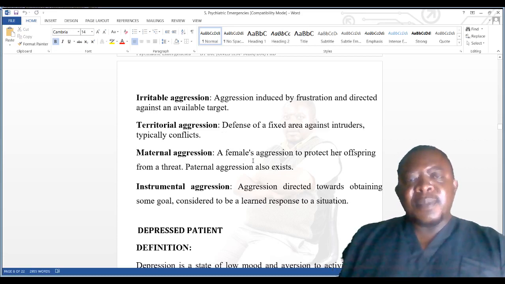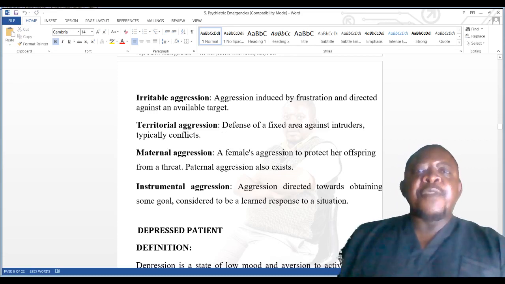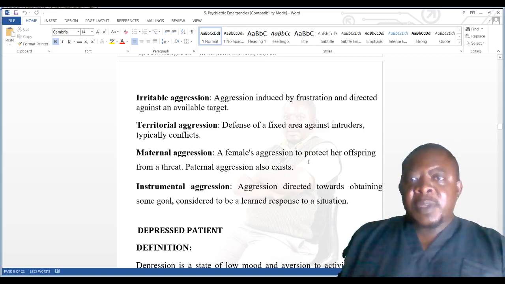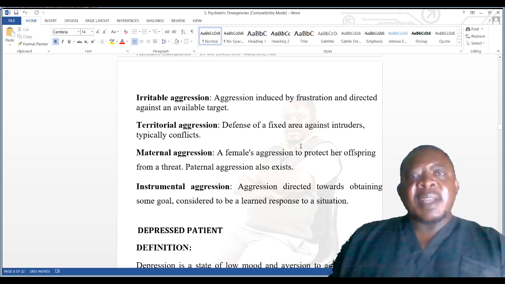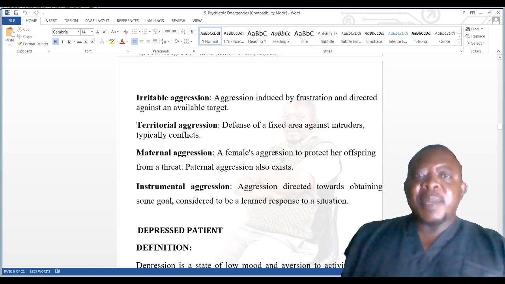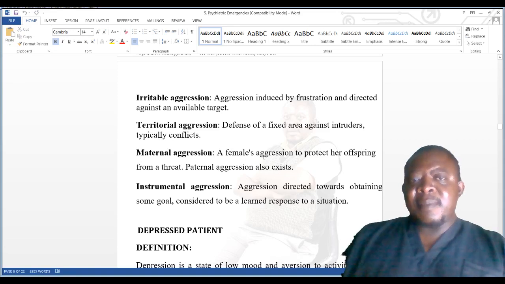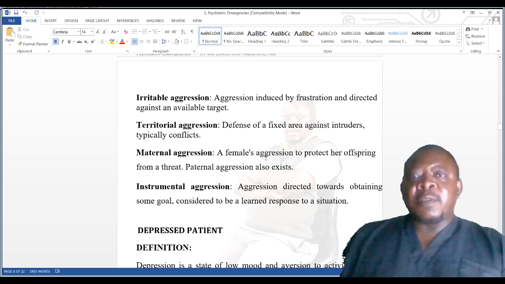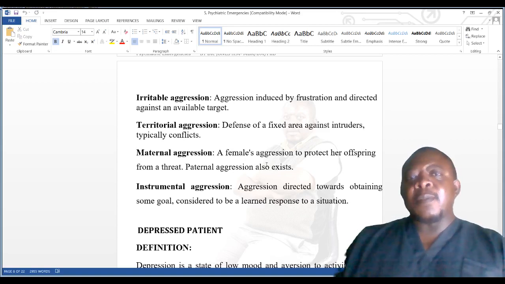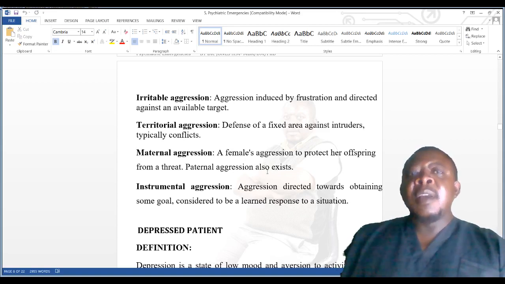It's maternal aggression, a female's aggression to protect her offspring from a threat. Okay, we also have paternal aggression, of course. So maternal is for the woman, then paternal is for the father, the male. Paternal aggression also exists. The females have to protect their offspring, and the males have to protect their offspring. So we have paternal aggression.